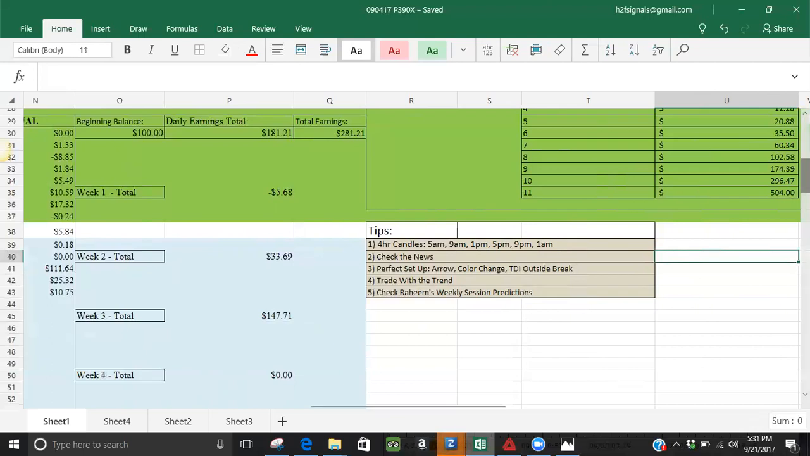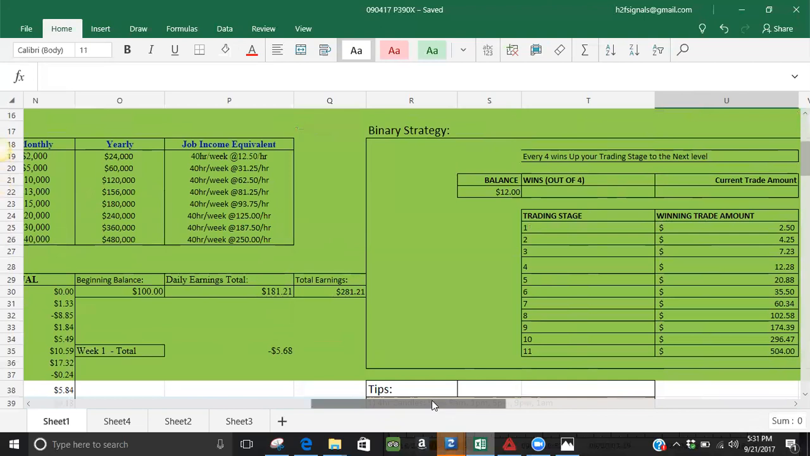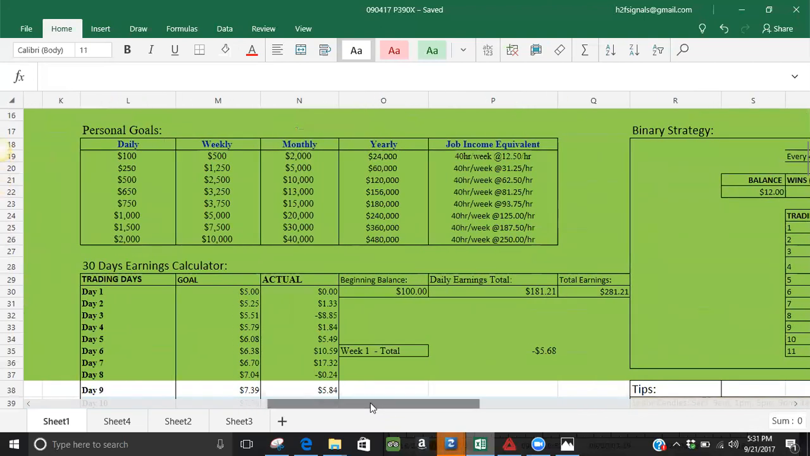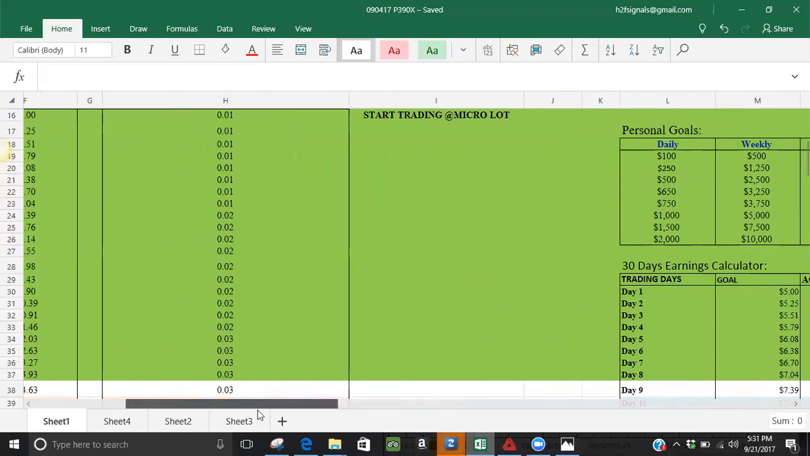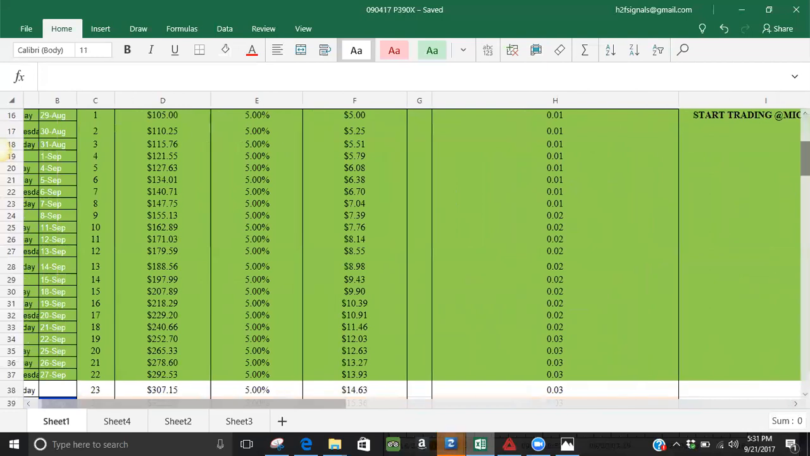So if we pull up to the chart at the top, some of you have goals and ambitions of leaving your job one day and becoming a full-time trader. This puts it in perspective of what you're making for the week. And this chart up here, your personal goals, also puts it in perspective of what you will be earning per hour at a 40-hour work week. Okay? So that's the video on how to use the P390 Forex system properly.